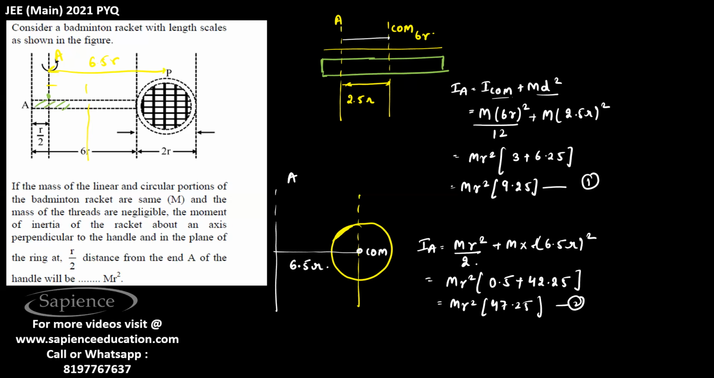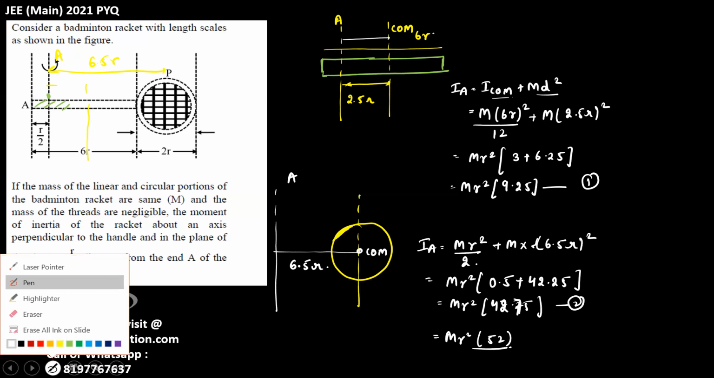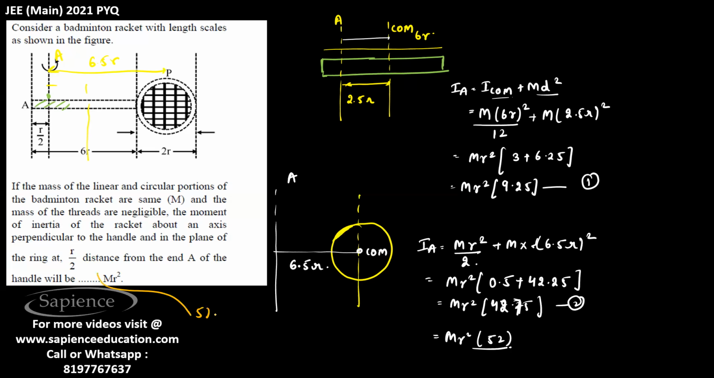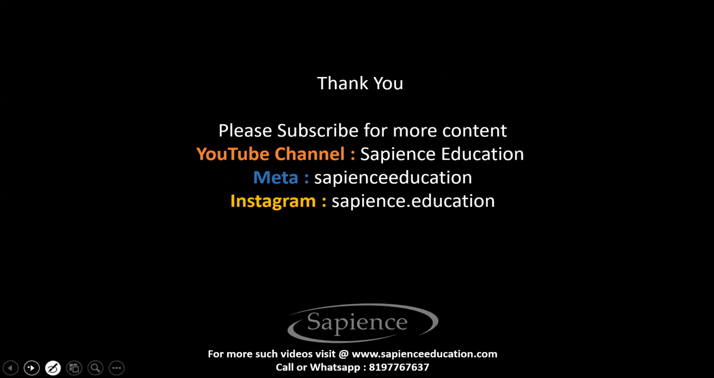Now just add both of them. You will get the answer as mr square into 9.25 plus 42.75, which is 52. So 52 mr square is the answer, and you need just a number, so you will mark 52.0. Let's move to the next question.